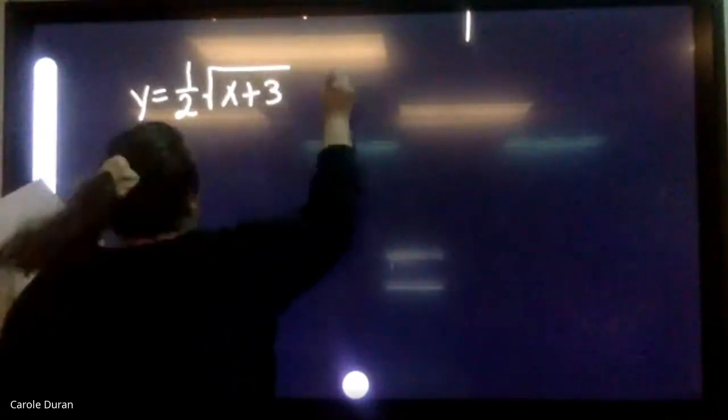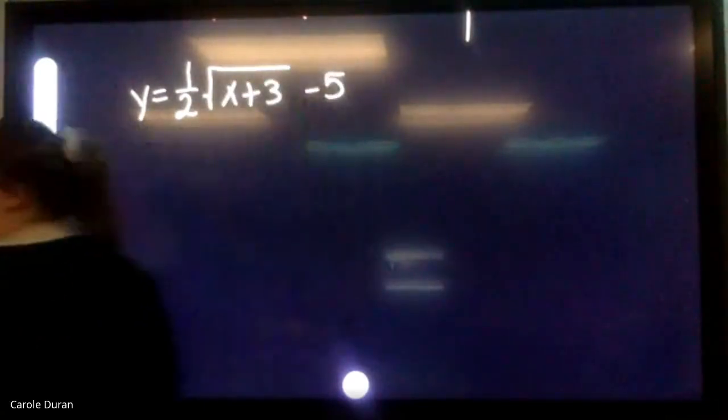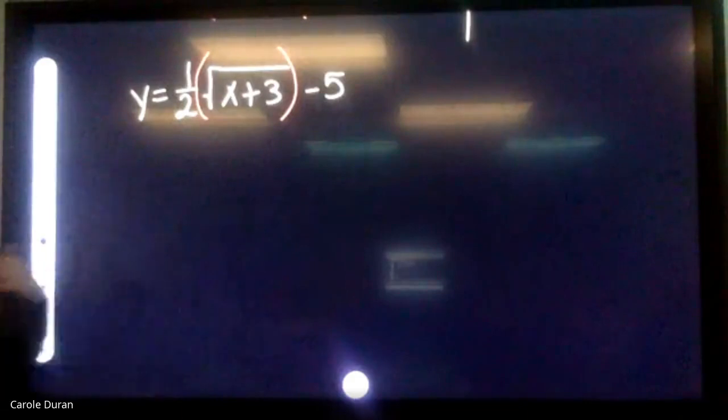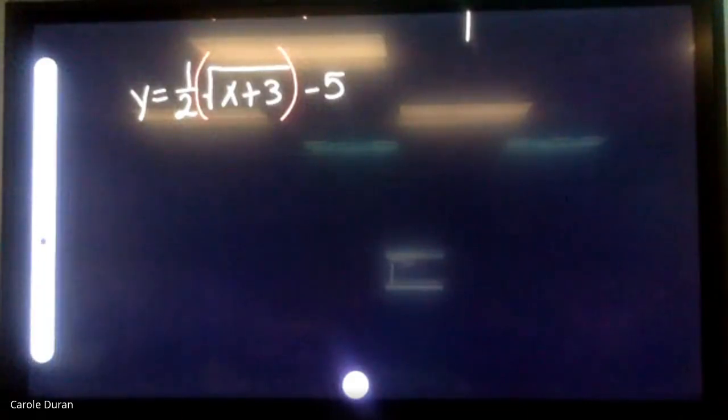This one's going to have a little bit of everything. So this is 1/2 times the square root of x plus 3, and then minus 5. This has a lot going on, so we need to be very careful about the placement when we start plugging stuff in. So the first thing I'm going to suggest is if you like the whole parentheses thing, when I plug it in, you can put parentheses around the radical, and then we just keep everything else the same. The only thing that will change is what we put inside that parentheses.